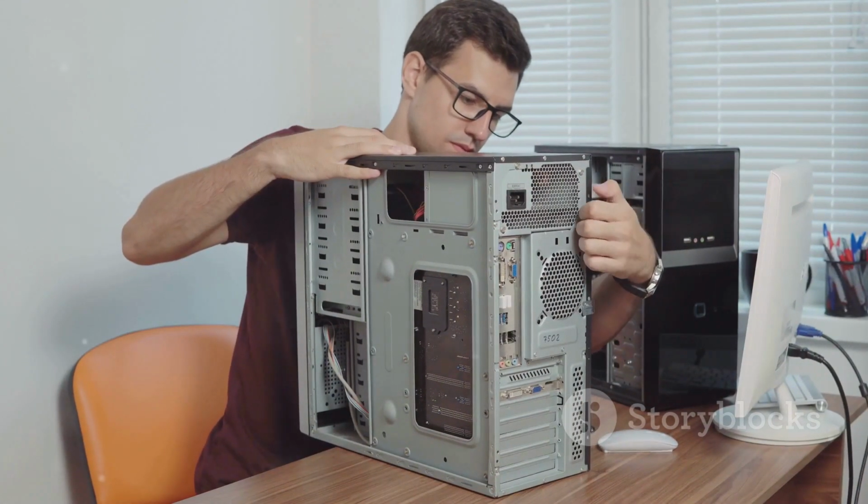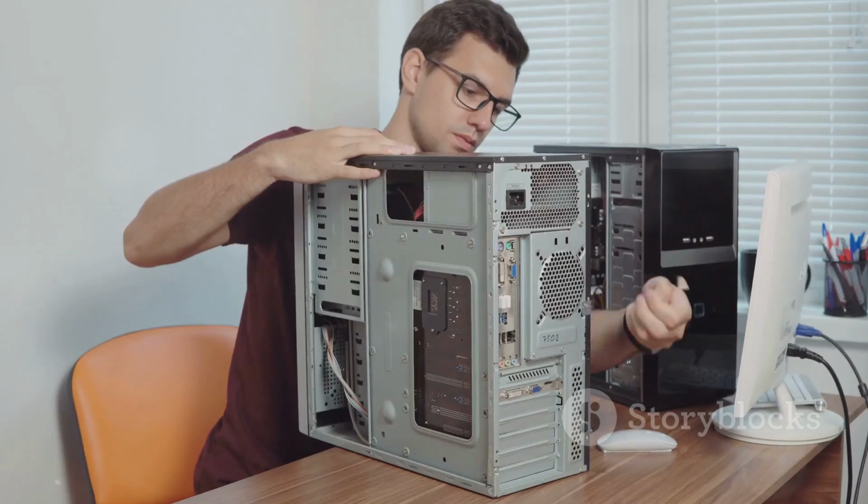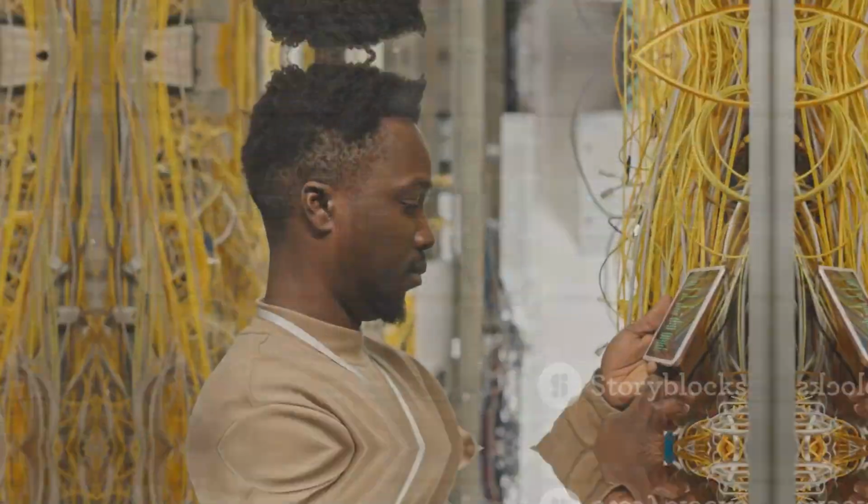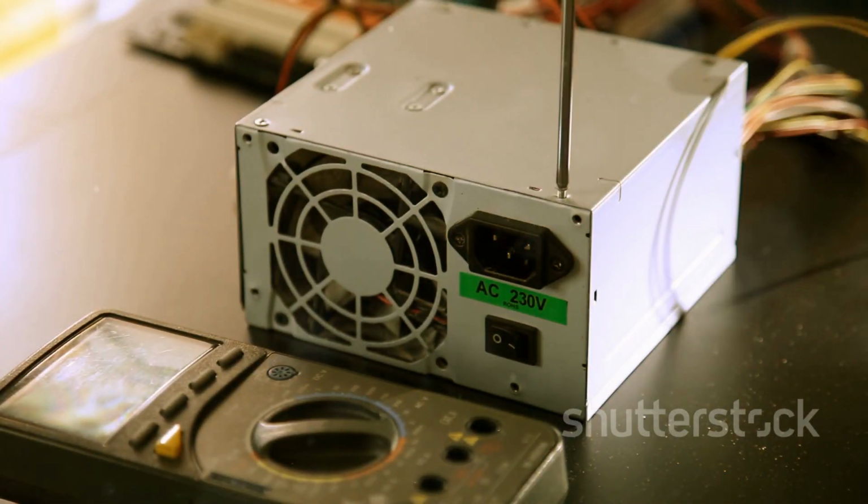Question 2. How would you troubleshoot a computer that won't boot? Check the power supply, monitor the POST, power-on self-test, for any error messages, ensure all cables are connected properly, and test with a different power source if necessary.